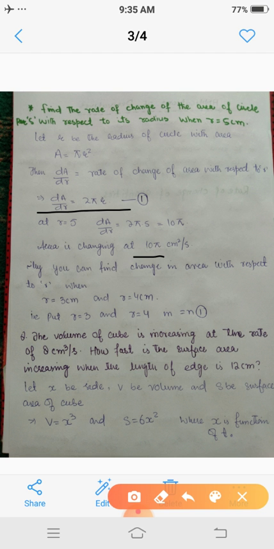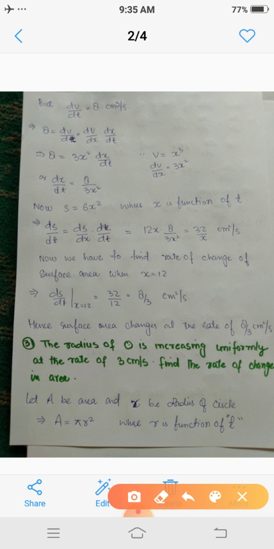Second example: the volume of a cube is increasing at the rate of 8 centimeter cube per second. How fast is the surface area increasing when the length of the edge is 12 centimeter? Now let x be the length of the side in centimeter of a cube, V be the volume, S be the surface area. So clearly V equals x cube, volume in centimeter cube. The surface area of this cube is 6 side square, that is 6x square, where x is a function of t, that is, we measure this distance with respect to t, where t is the time.